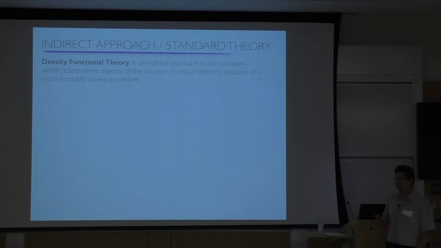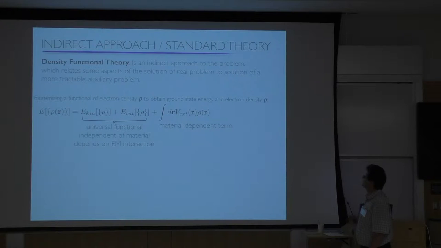are usually not possible. So in this case, we're looking for indirect approaches, which at least relate some aspects of the solution of the real problem to the solution of a more tractable problem. And when it comes to ab initio approaches in condensed matter, I think we have something like a standard theory, which is density functional theory. So I will spend a few minutes at the beginning to try to give a new, different perspective on density functional theory than people usually give. Why? Because we want to combine it with dynamical mean field theory, and we need to write it in a common language in order to discuss the combination of the two.